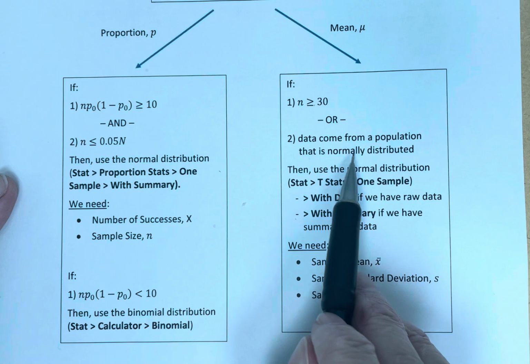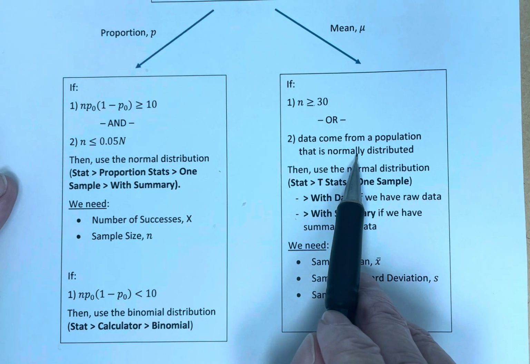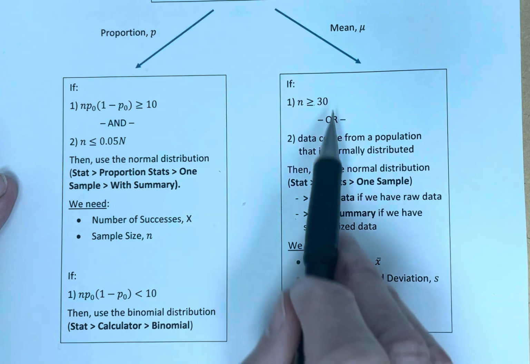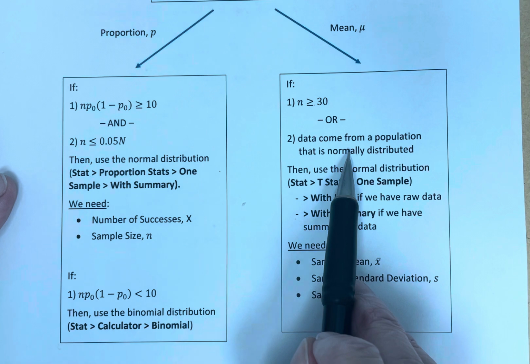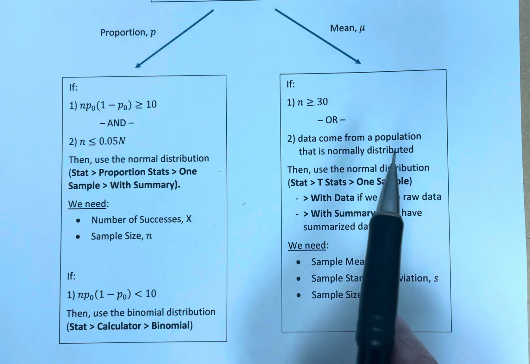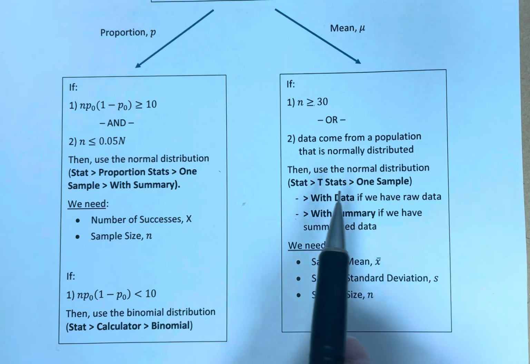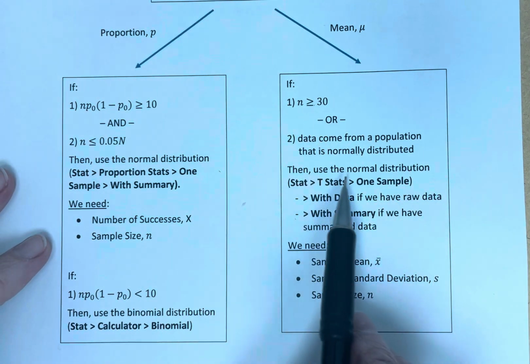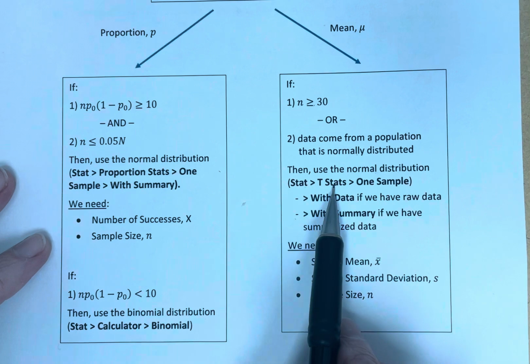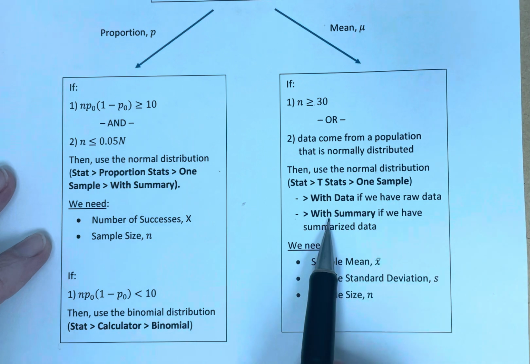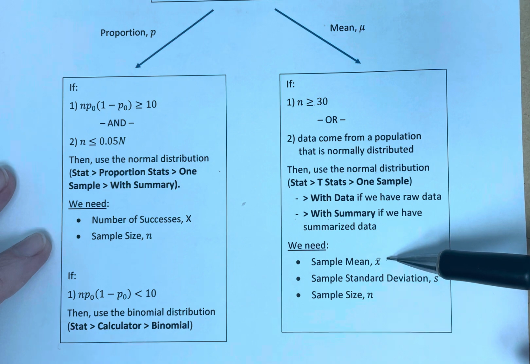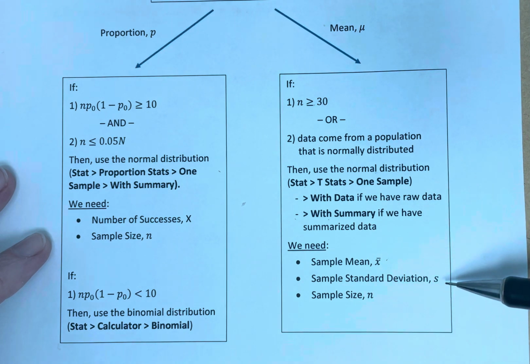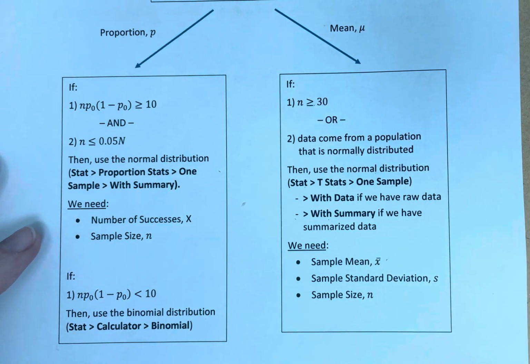If we're talking about the population mean, quantitative data, either the sample size needs to be large enough or the data must come from a population that is normally distributed. If neither of those two things is met, we need to do a bit of work ourselves with the QQ plot and the outliers to see if we have a normal distribution. If one of those two things is met, we then use the normal distribution t-stats one sample. We'll use with data if we have raw data, and with summary if we have summarized data. And we need to know the sample mean, x bar, the sample standard deviation, s, and the sample size, n.